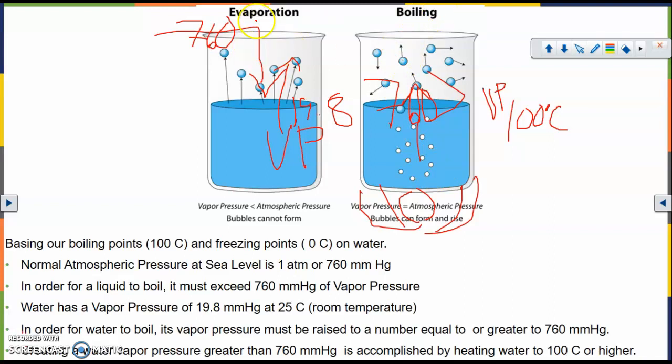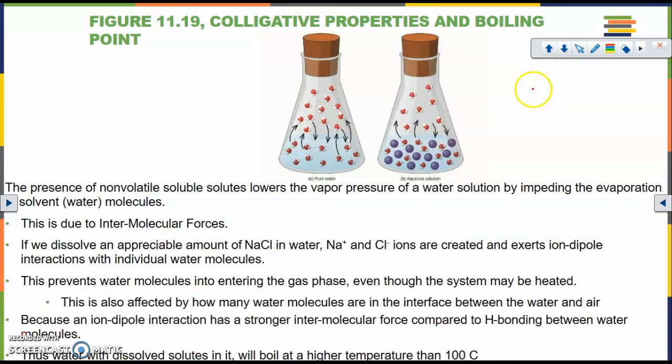All right, so that's the relationship between pressure, vapor pressure, and temperature. The higher the temperature, the higher the vapor pressure. The lower the temperature, the lower the vapor pressure. And that is why water freezes at extremely low temperatures. Okay, so again, very, very important here. So what does that have to do with boiling point? Right, so pure water boils at 100 degrees Celsius.